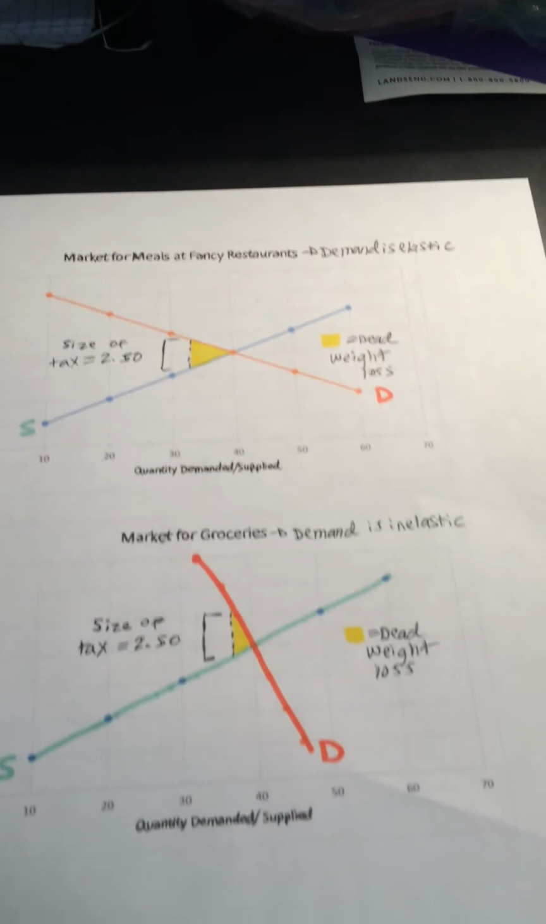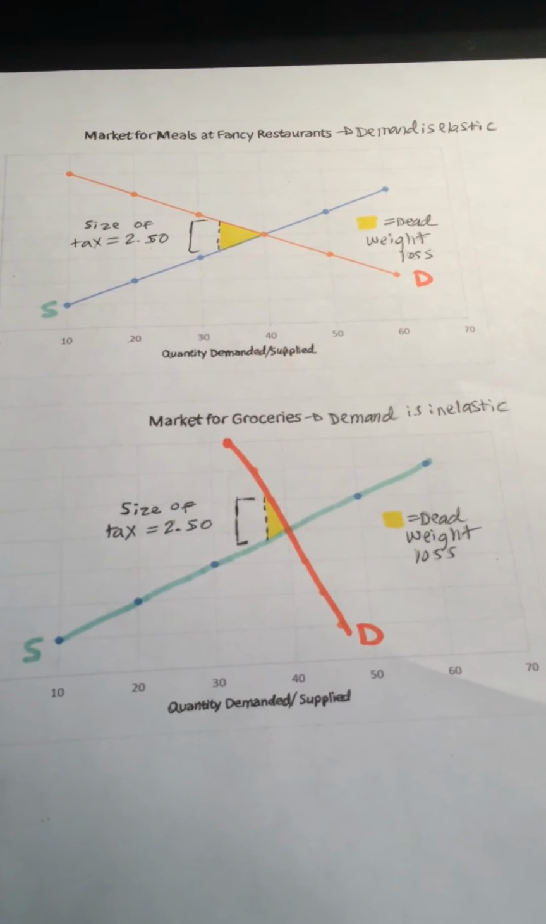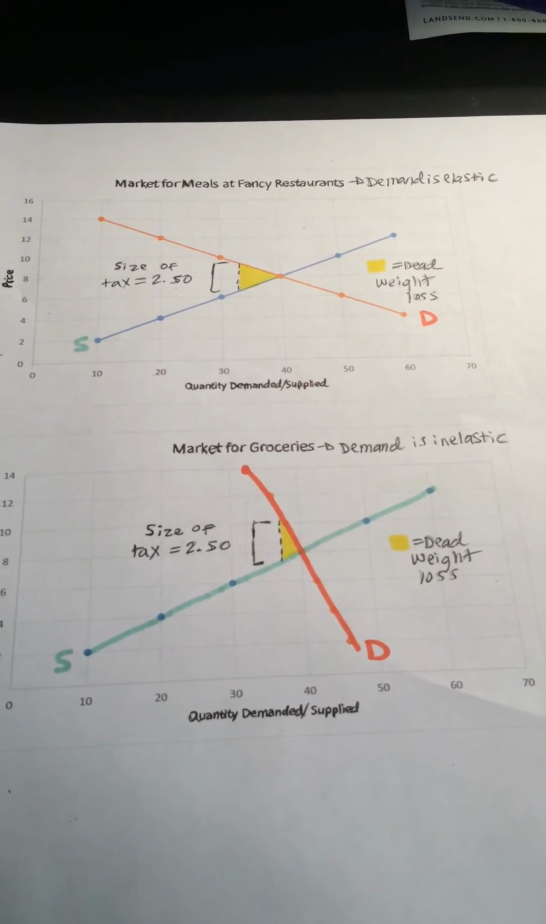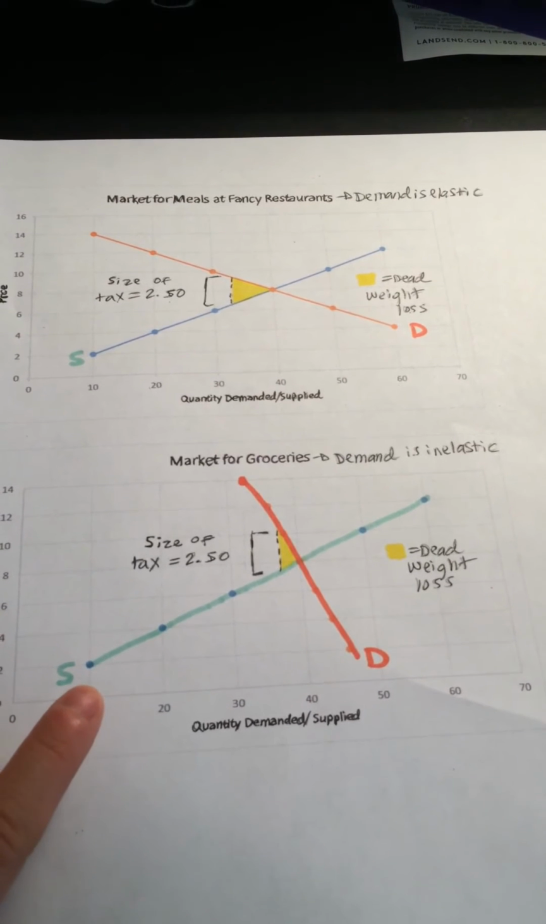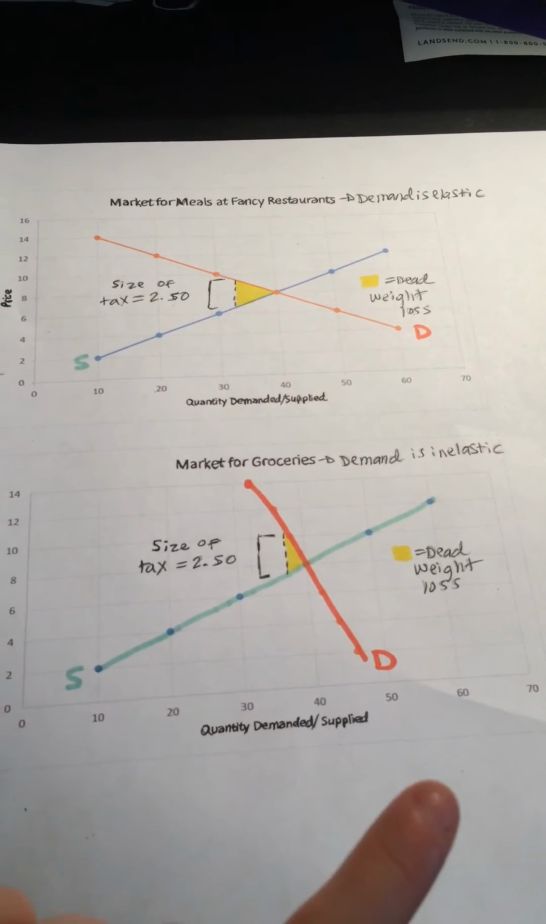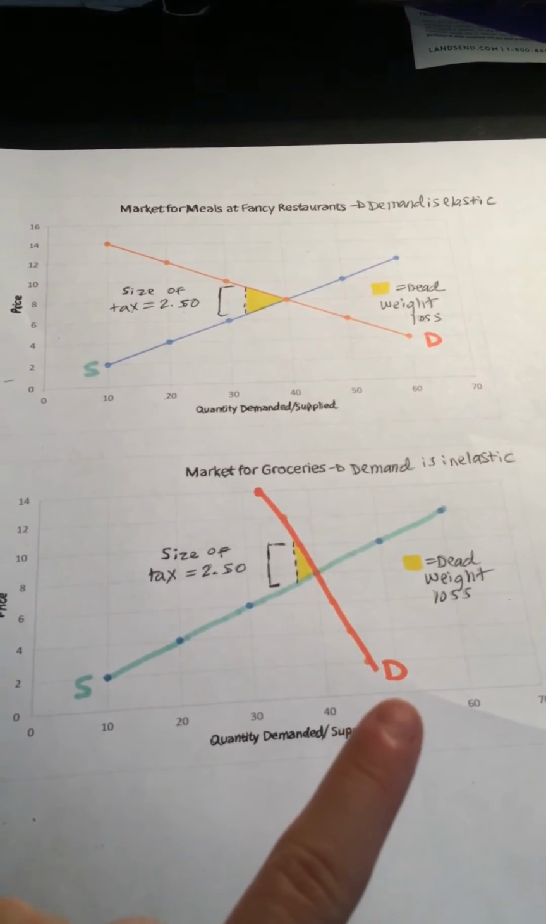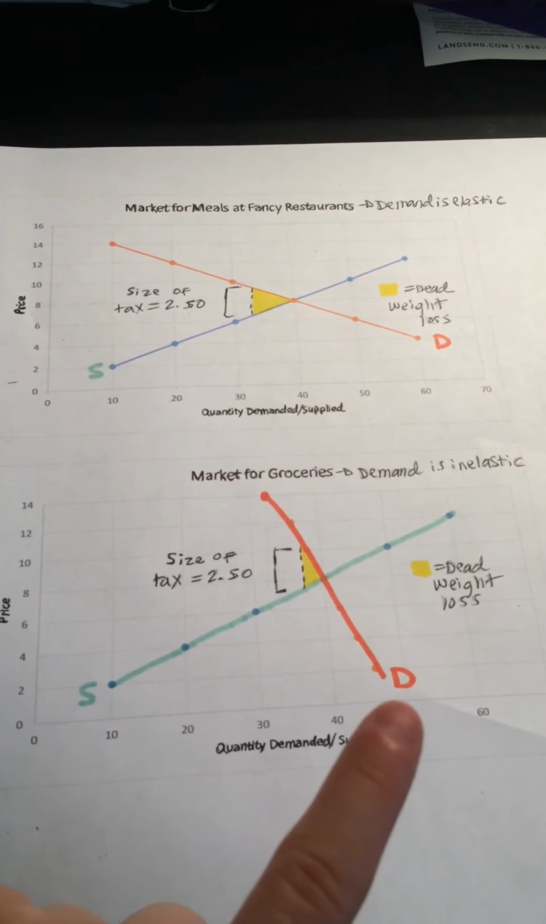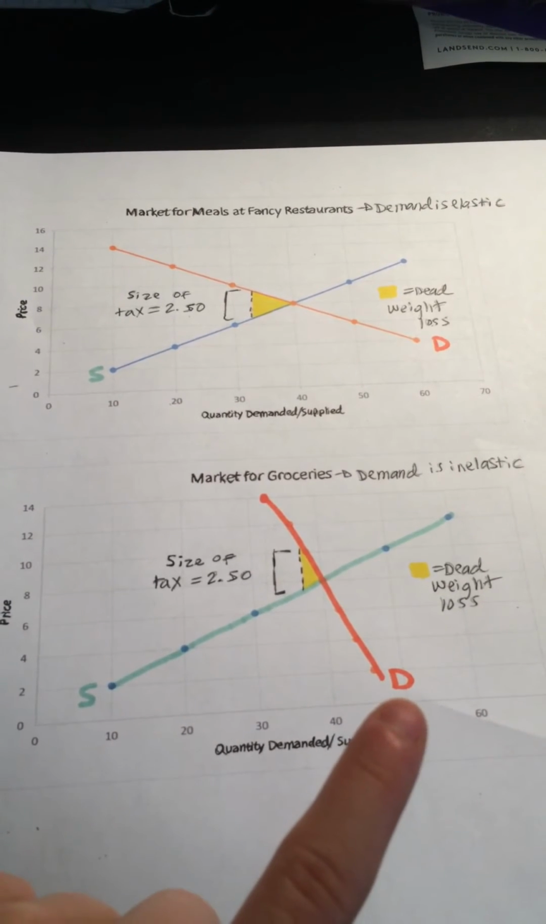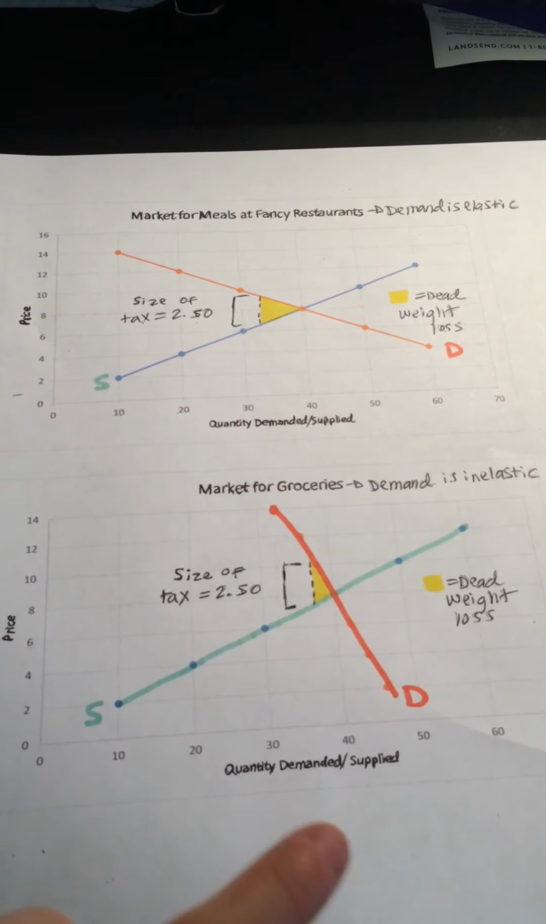So now we'll take a look at the market for groceries where demand is inelastic. So this supply curve stays the same. That's going to be our blue line here. And then our demand curve looks a little bit different in this graph. And this orange line is going to represent that demand.